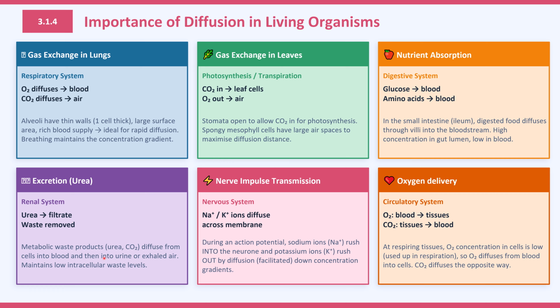Metabolic waste products: urea and carbon dioxide diffuse from cells into blood and then into urine or exhaled air. This maintains low intracellular waste levels. Nerve impulse transmission: even our thoughts rely on diffusion.